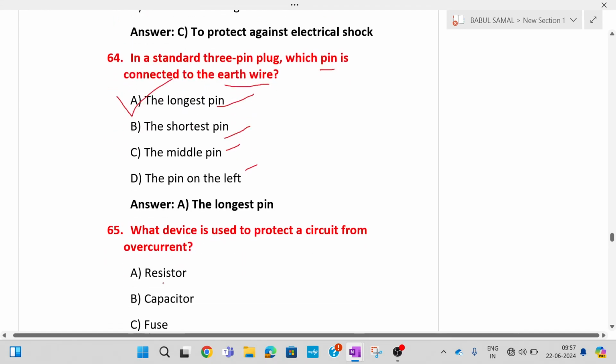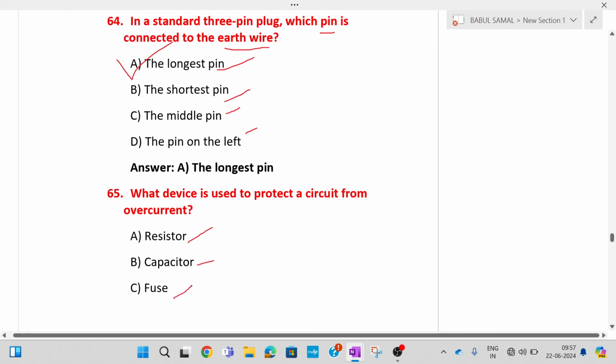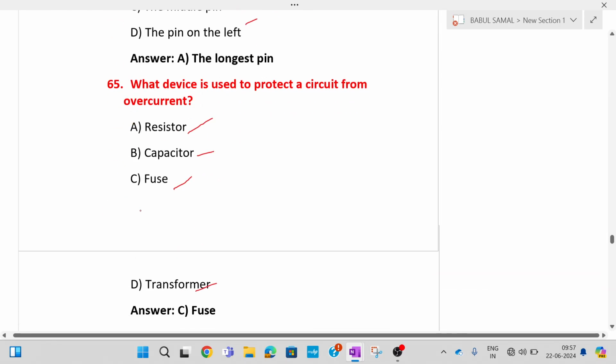Next question. What device is used to protect a circuit from overcurrent? Resistor, capacitor, fuse, or transformer. So definitely a fuse is used, if overcurrent flows in the circuit, to provide protection. That is why a fuse is used.